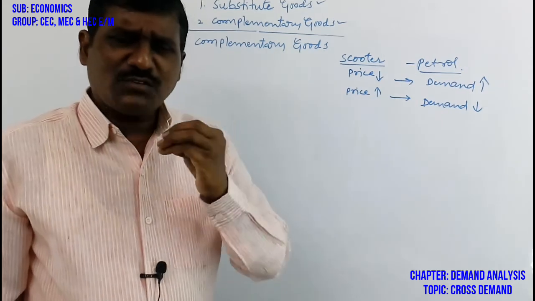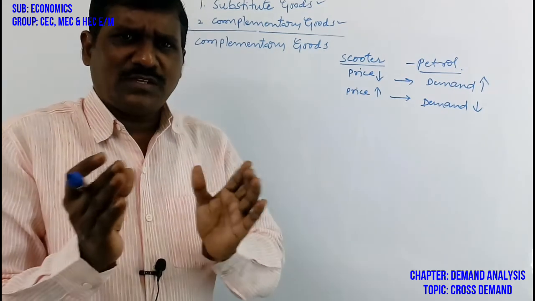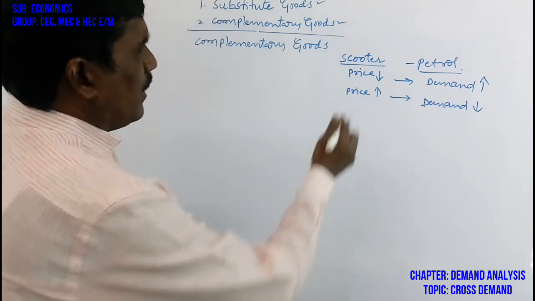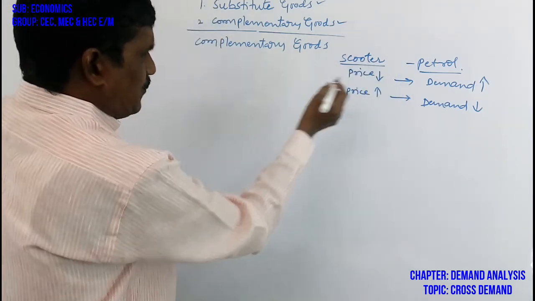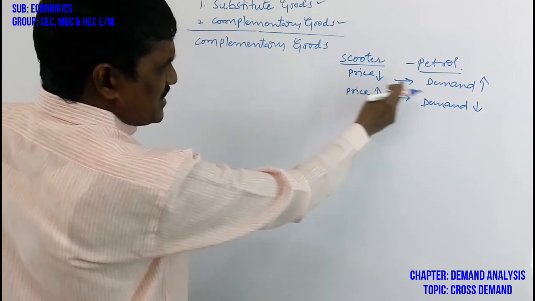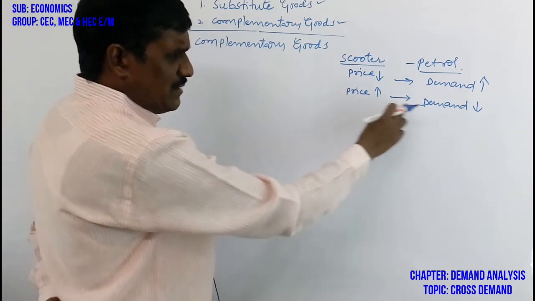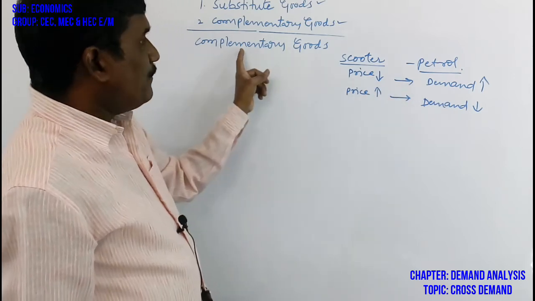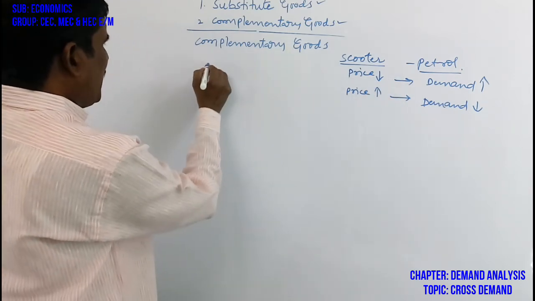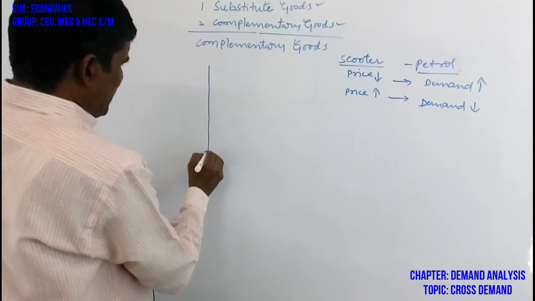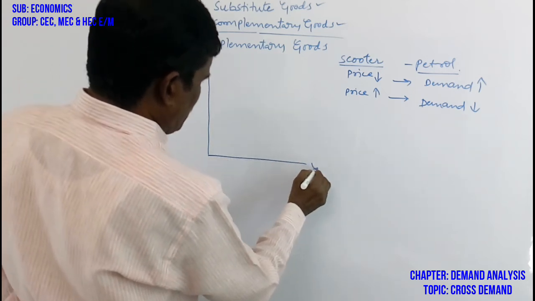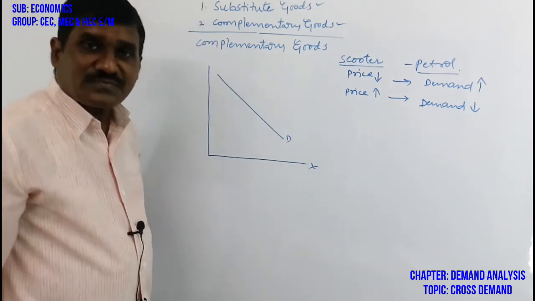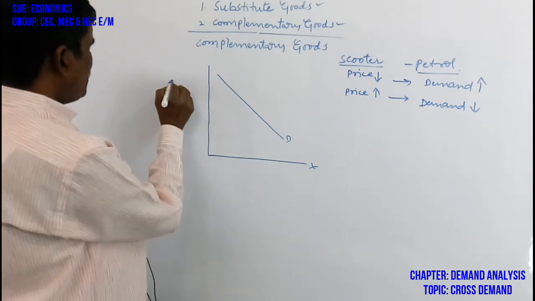So if you want to satisfy our wants, goods that are useful jointly are called complementary. For this scooter and petrol, when price decreases, demand increases, and when price increases, demand decreases. So due to the inverse relationship between complementary goods, the demand curve slope is negative.